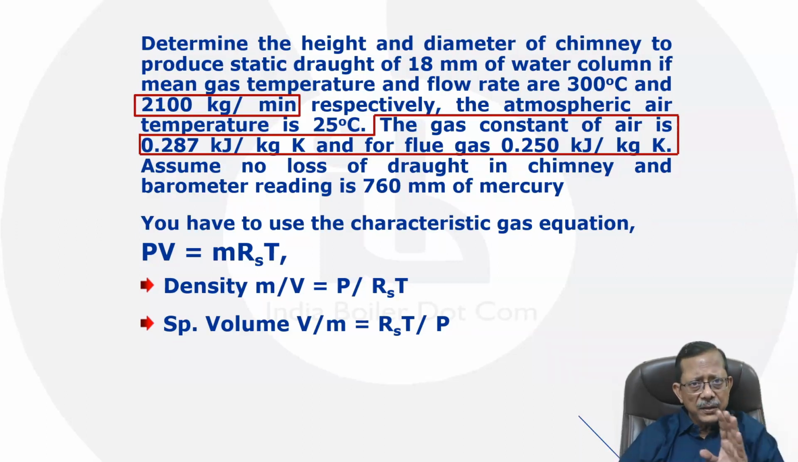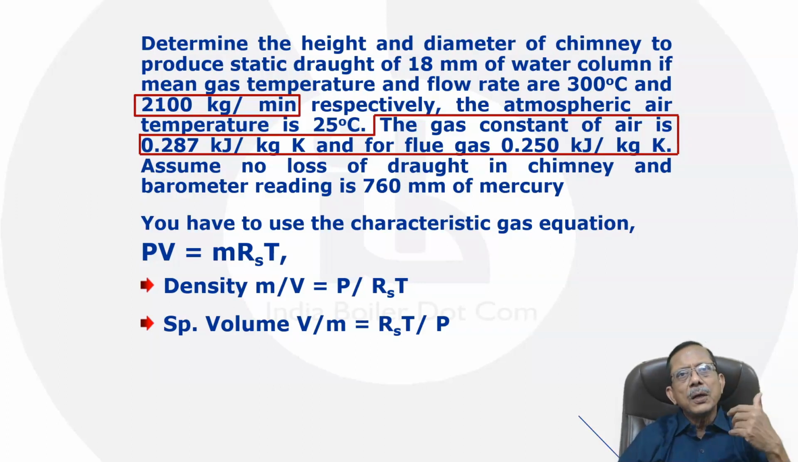If they are given the gas constant, sometimes they might not give the gas constant of air, which you have to either calculate or you can assume, right? Certain assumptions are required and it is allowed in the BOE examination. So this way also you can calculate the density. Once you calculate the density, you put it in the draft equation, you can find out the height of the chimney. And once you know the specific volume, you can convert the mass flow into the volumetric flow.